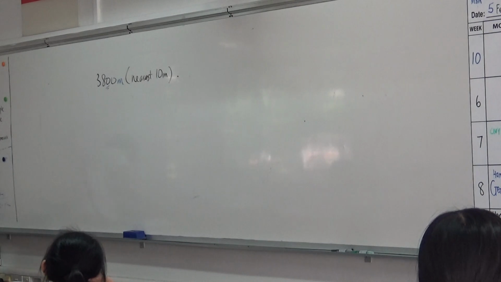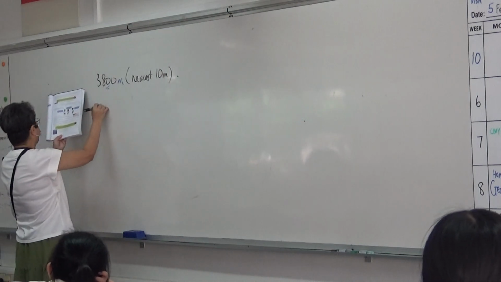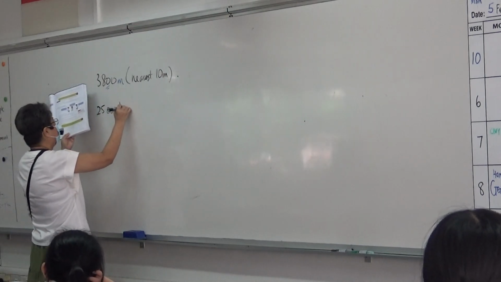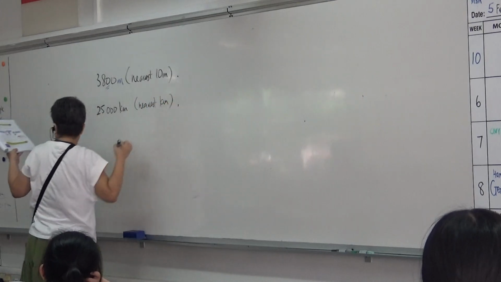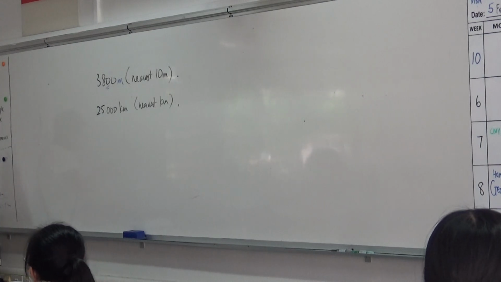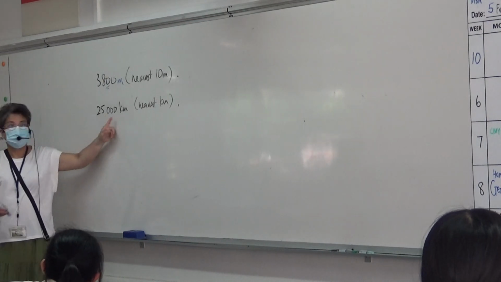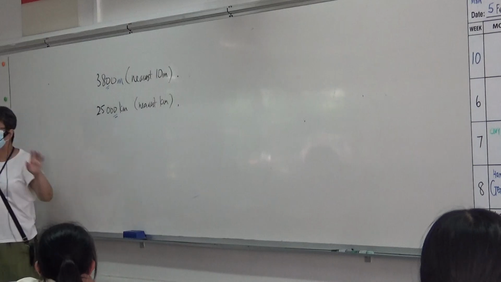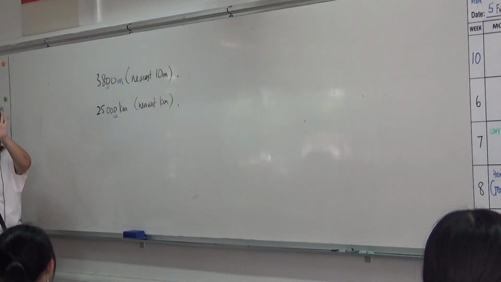Okay, next one. What do you mean by nearest kilometer? Nearest kilometer is what? Nearest whole number, right? Yes. That means it's up to here, right? So there are 5. So how many significant figures are there? 5. Can you see what I'm talking about, yeah?